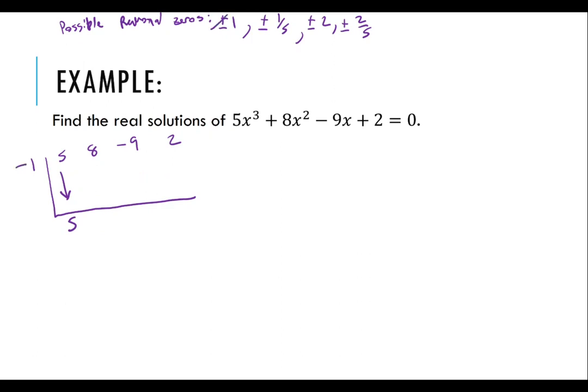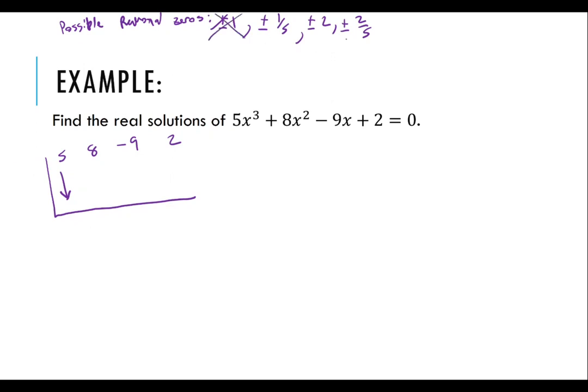What about negative 1? Let's try negative 1. Negative 1 times 5 is negative 5. Add down, I get 3. Negative 1 times 3 is negative 3. Add down, I get negative 12. Negative 1 times negative 12 is positive 12. Add down, that's not 0. That is also not a zero because we do have a remainder. So negative 1 and positive 1 are both out.